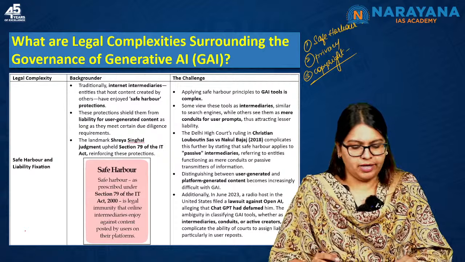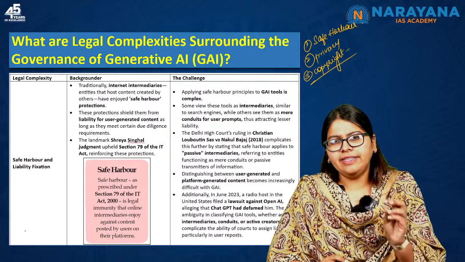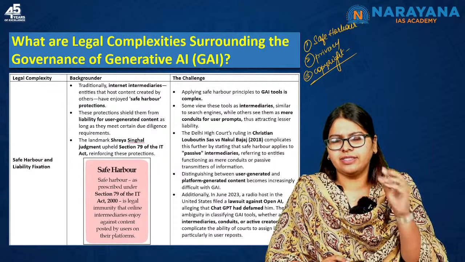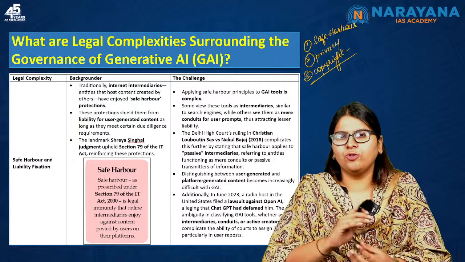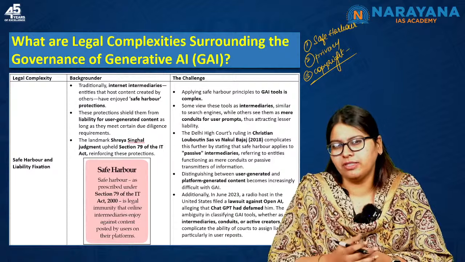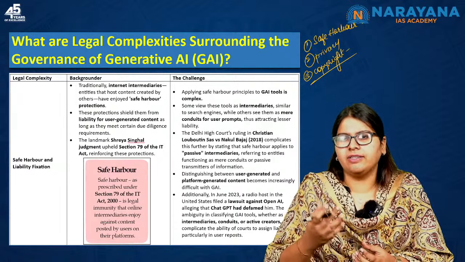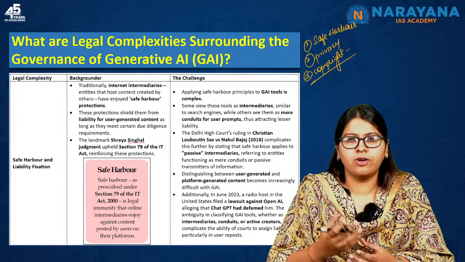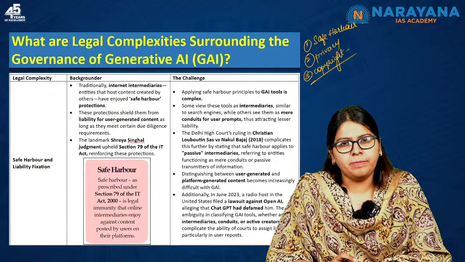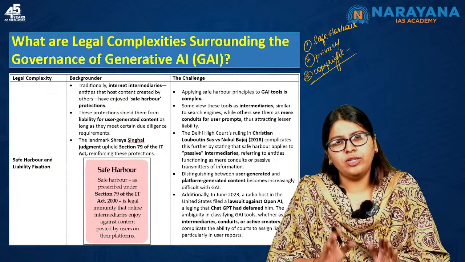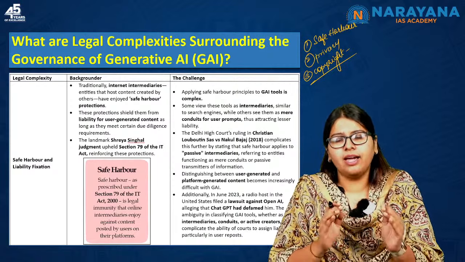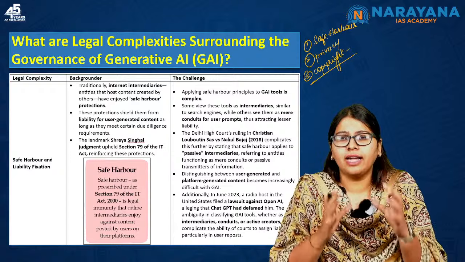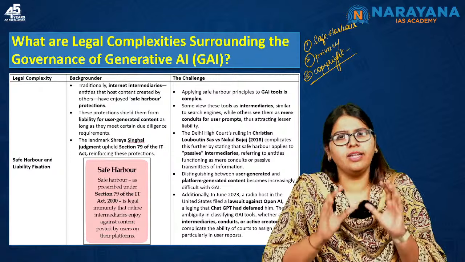This is nothing but, for example, if there is an internet intermediary, these are the terms that you need to know. What is an internet intermediary? It is nothing but the social media platforms or e-commerce platforms like Instagram, Facebook, Twitter, Amazon, Flipkart, etc. What happens? These platforms are protected under this particular safe harbor clause, where they are not accountable for the kind of content that goes on their platform.